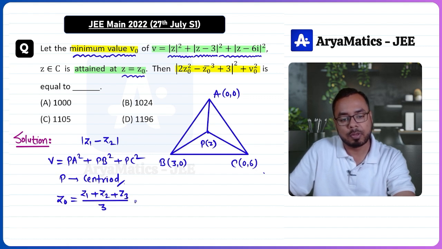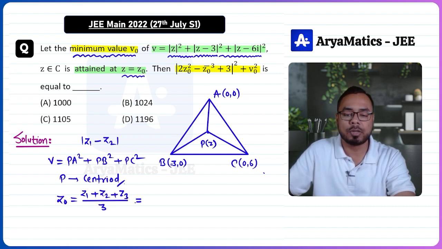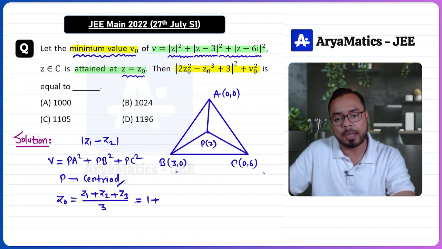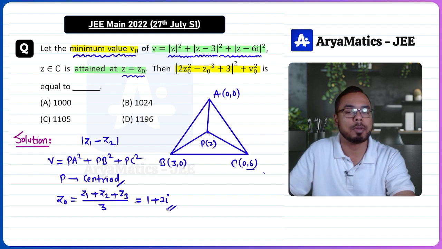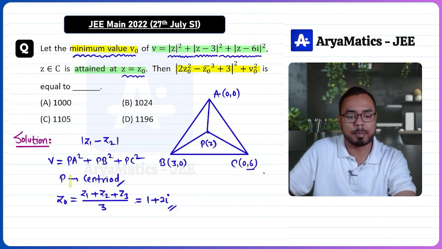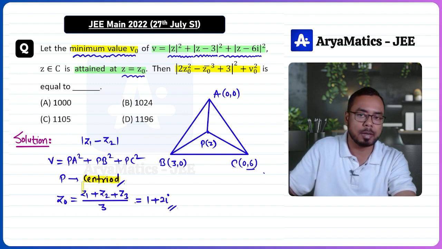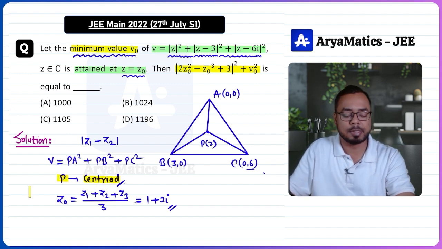Now if you add these 3 numbers, (0 + 3 + 0)/3 gives us 1, and (0 + 0 + 6)/3 gives us 2i. So this is the complex number z₀. This is a standard result that you can remember: PA² + PB² + PC² is minimum if P is the centroid.